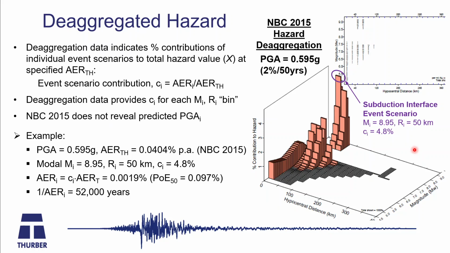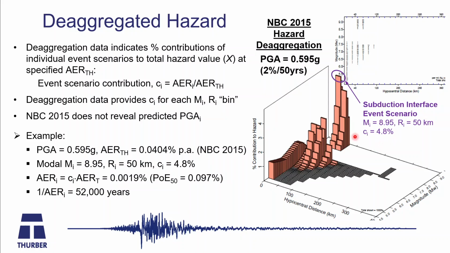So we can get a better look at what I'm talking about here in terms of individual event scenarios, looking at some deaggregation data. Maybe some or many of you may have looked at this data in the past. This is an example of a deaggregation plot from NBC 2015. This one happens to be PGA at 2% in 50 years.